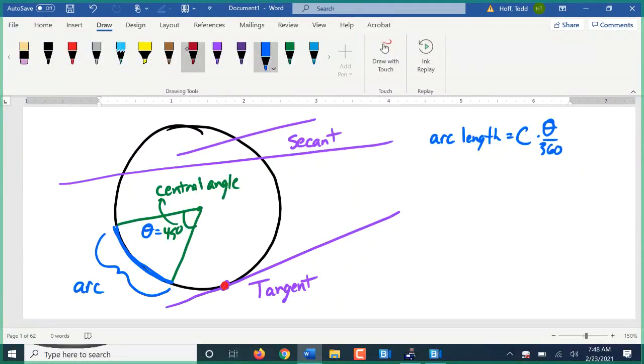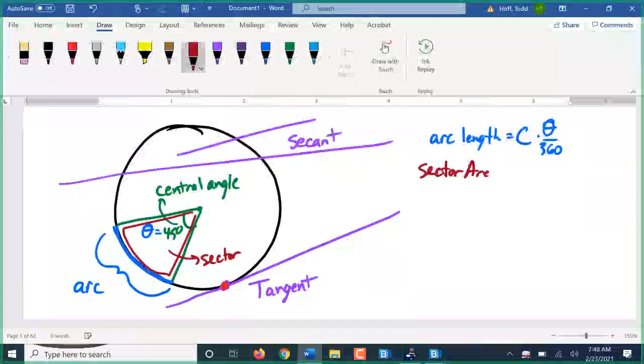We also had the area of this wedge, which was called a sector. The sector area was defined to be the area of the whole circle, once again, times the central angle, theta, divided by 360. Again, that's a fraction of the whole area of the circle that sector takes up.